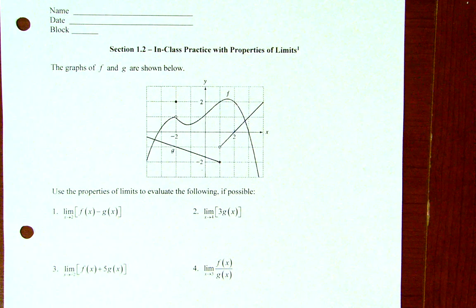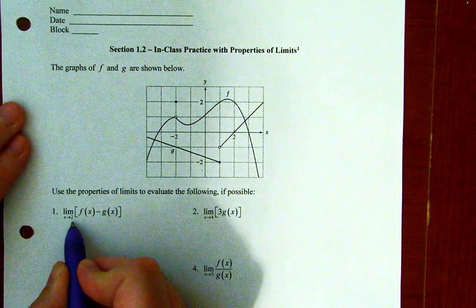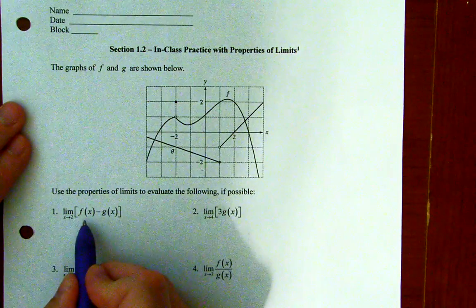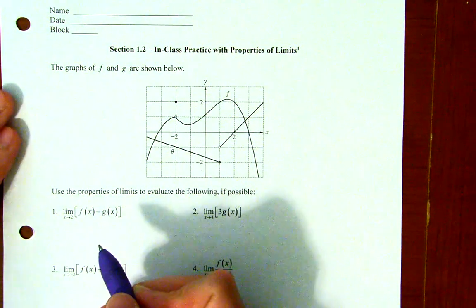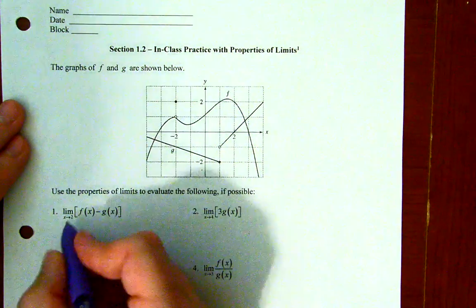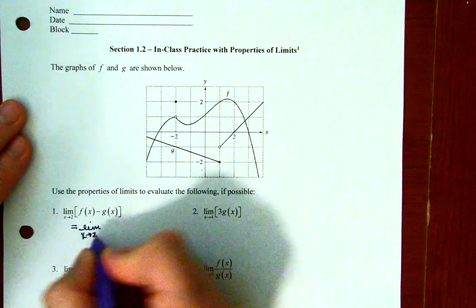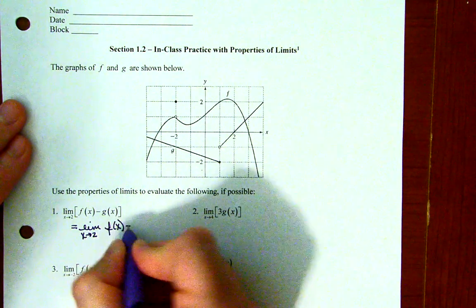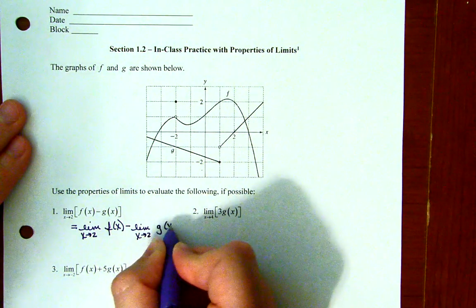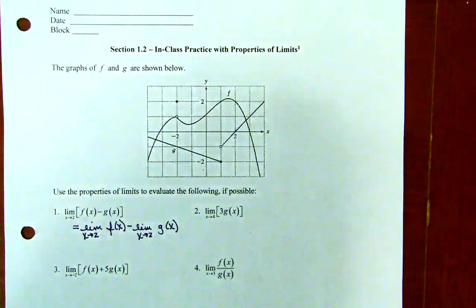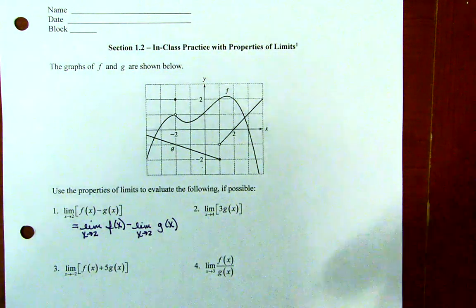Here's what I mean. I'm going to get you started on a couple of these, then you're going to try some on your own. In number 1, I want to do the limit as x approaches 2 of some new function which is defined by f of x minus g of x. I have my properties of limits, in particular my sum and difference rule, in particular the difference rule, that says I can rewrite this as the limit as x approaches 2 of f of x minus the limit as x approaches 2 of g of x. Now, all I have to do is figure out this limit, figure out that limit, and subtract the answers. This is what I mean by how we can apply the properties.